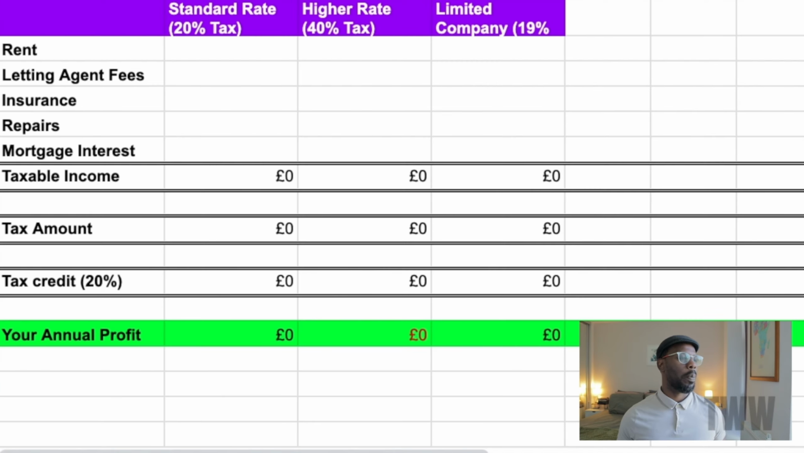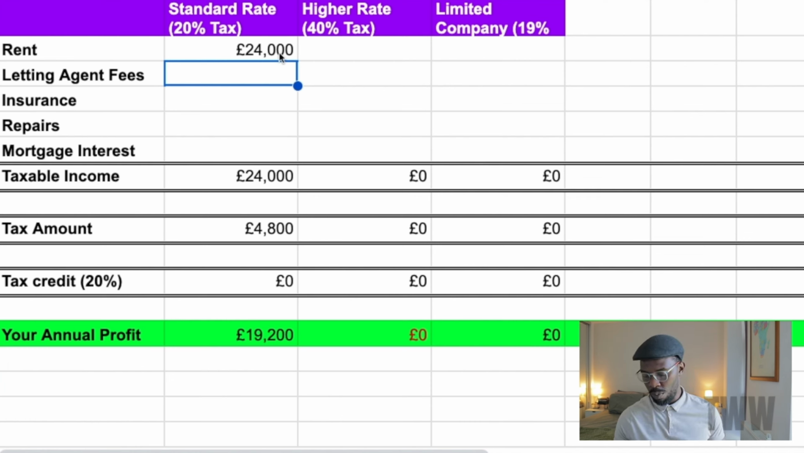So how to pay less property tax in the UK really depends on what tax band you're in, and let's do them one by one in order. Let's start off with the standard rate 20% income tax band, the vast majority of people in the UK are in. So let's assume that you're getting, I don't know, £2,000 per month from a buy-to-let property that you own. So that works out to £24,000 per year from your rental income.